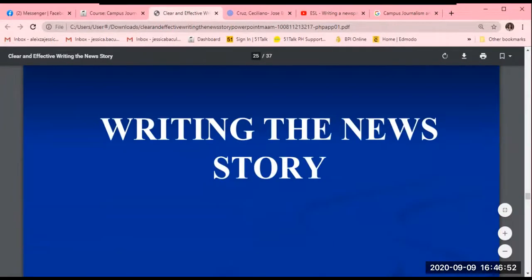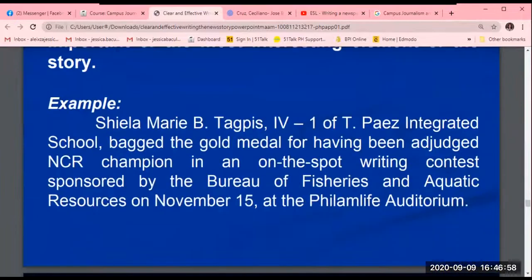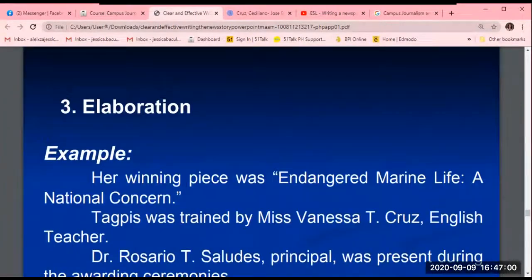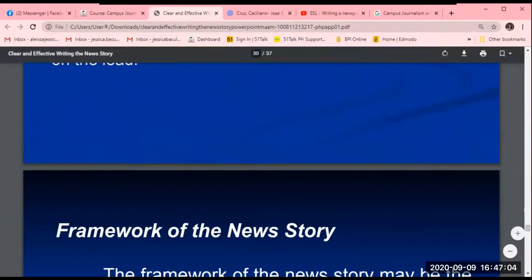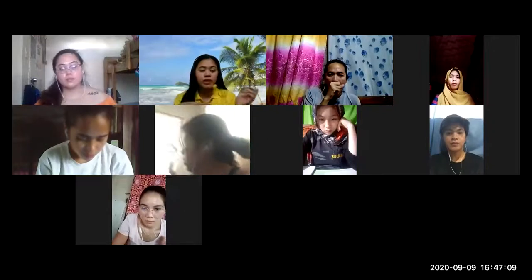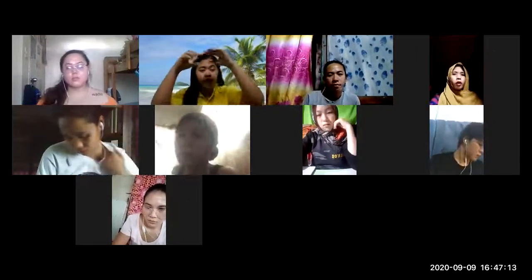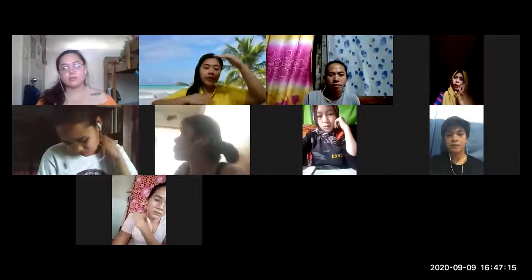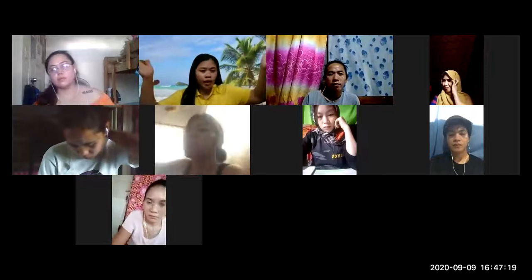And lastly, we have here the basic formula or the basic format for writing a news story. In writing a news story, we would likely use the inverted pyramid format. If you have answered the quiz previously, you would likely know what an inverted pyramid is. There are three parts in the pyramid. The first one is the lead. It contains what, when, where, how, and why, the basic information.